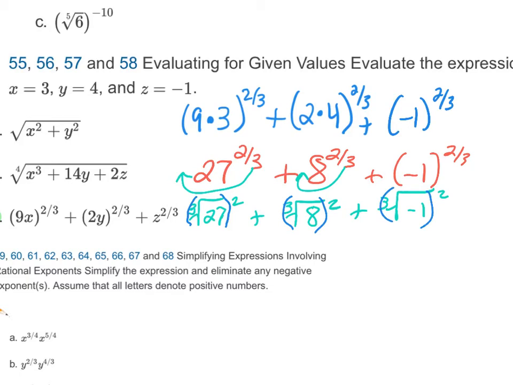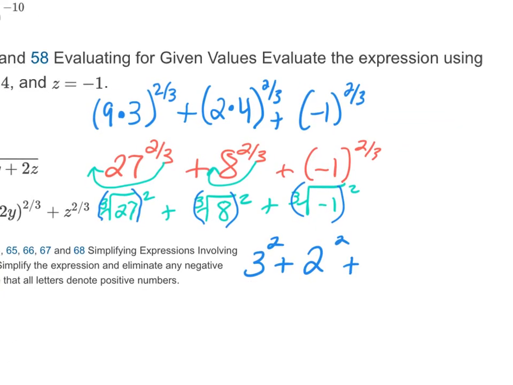What's the cube root of 27? What times itself 3 times gives you 27? 3. Okay, so I have 3 squared. Plus, what's the cube root of 8? What times itself 3 times gives you 8? 2. So 2 squared. Then what's the cube root of negative 1? What times itself 3 times gives you negative 1? 1. What kind of 1? Negative. Negative 1, and I have that squared.